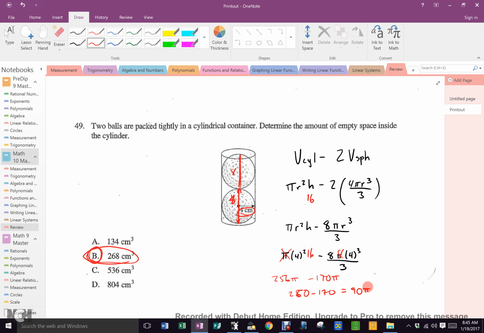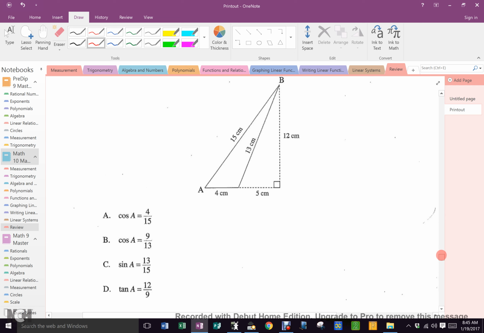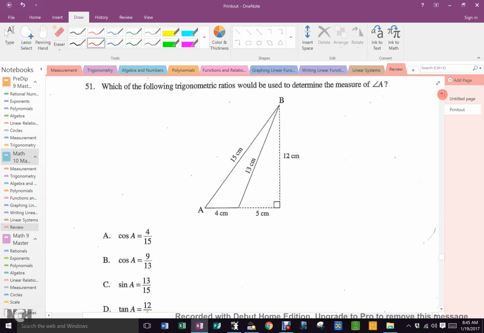Because further math relies heavily on graphing, right? What about trig? Should we do some trig? One question of trig. Well, look at that. There was a question of trig right the very next one.